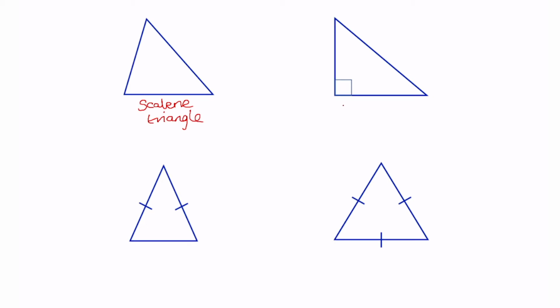In the top right, we have a right-angled triangle. The square in the corner indicates that we've got a 90 degrees within the triangle. In some cases, you might have a dash on 2 sides. This indicates that they are of equal length, which would make this an isosceles right-angled triangle.